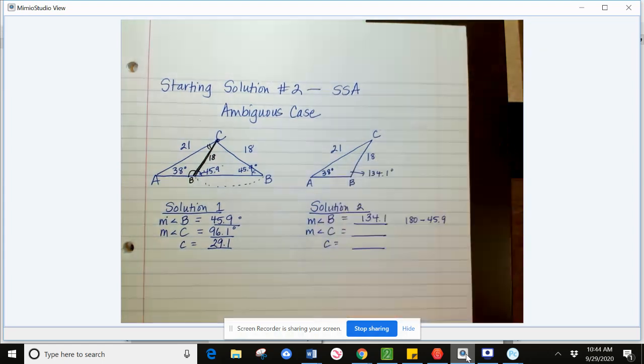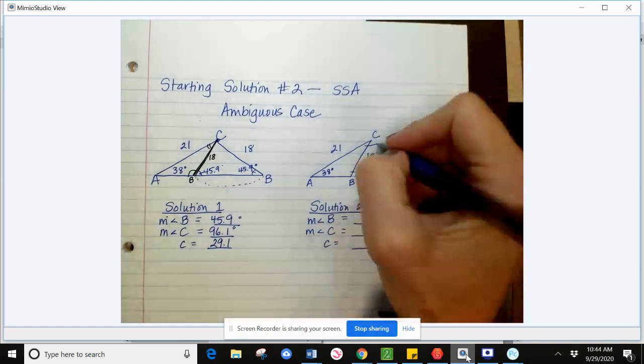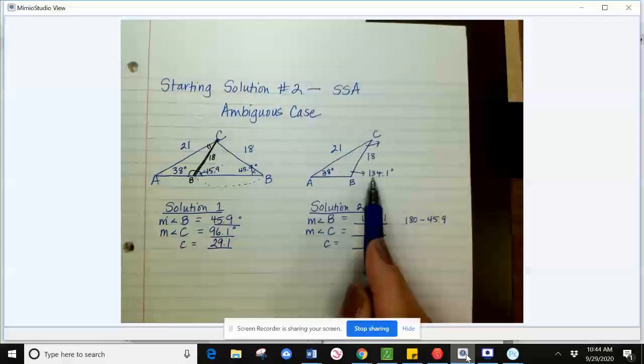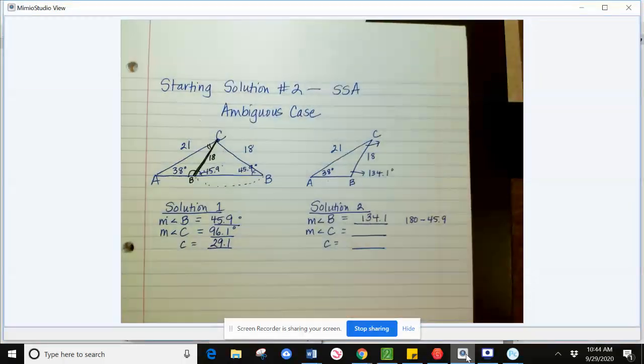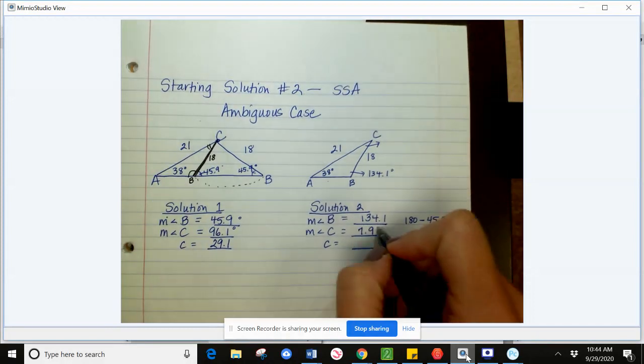So how do you find angle C? Well, if you know these two angles, you can add them together and subtract that from 180 to find angle C. So 134.1 plus 38. Take that away from 180, you get 7.9. That's a very tiny angle up there, but it's still a triangle.